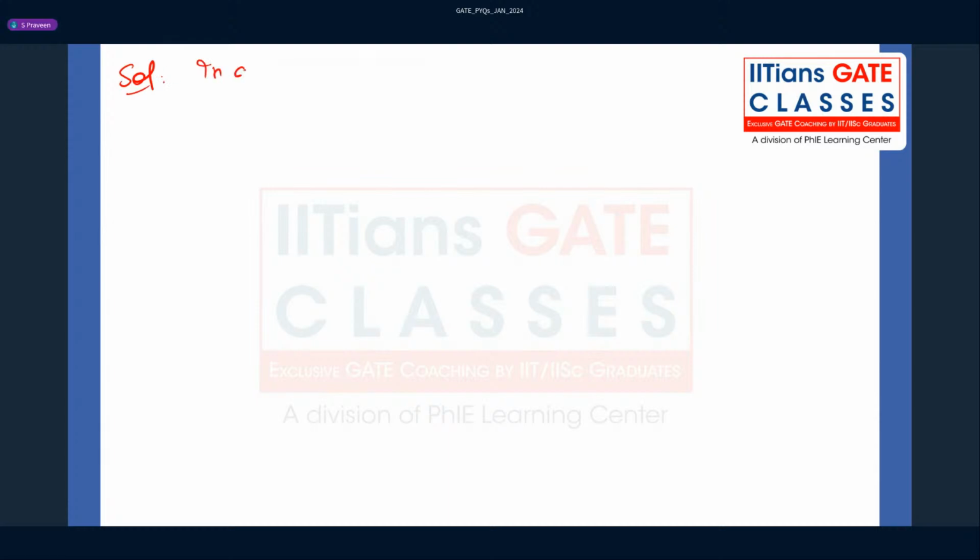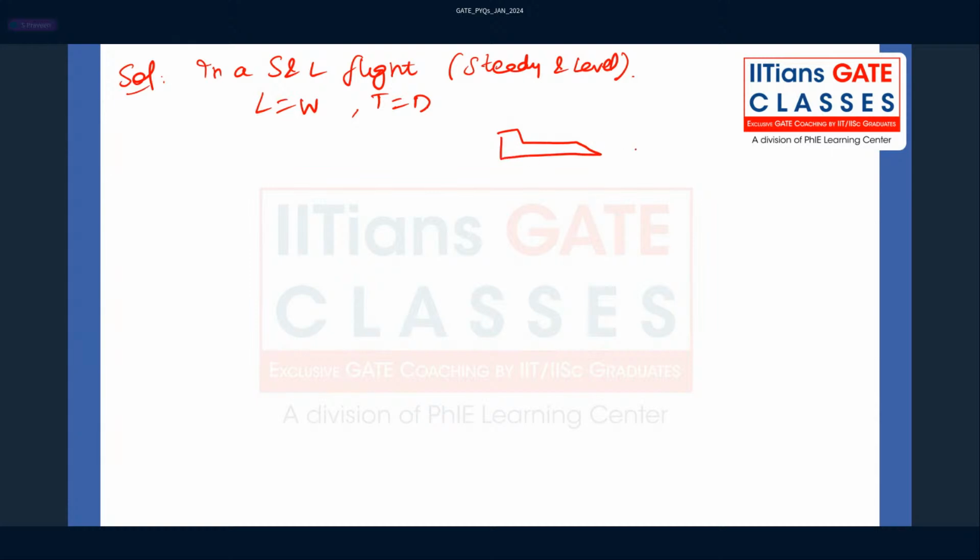You know that in a steady level flight, SNL flight, where SNL is steady and level, L equal to W, right? Lift is equal to weight, thrust equal to drag. Now he says that initially your aircraft is like this, and after it rolls by 180 degrees, it becomes like this.